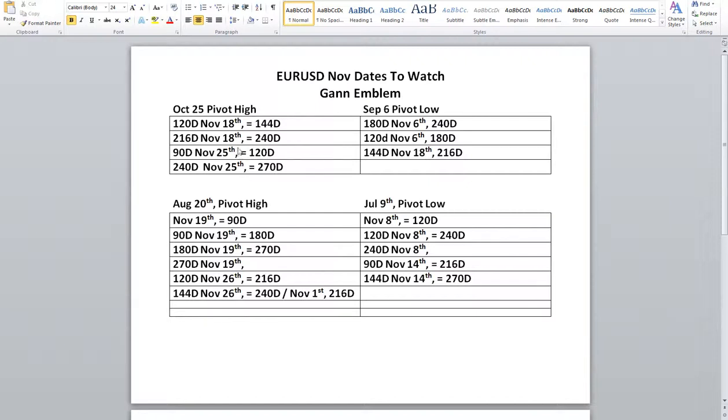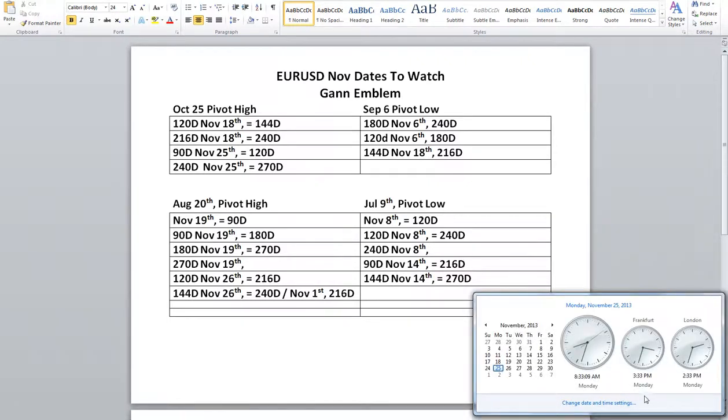So today's the 25th. We got a pivot day. And the next will be the 26th, and that is tomorrow.